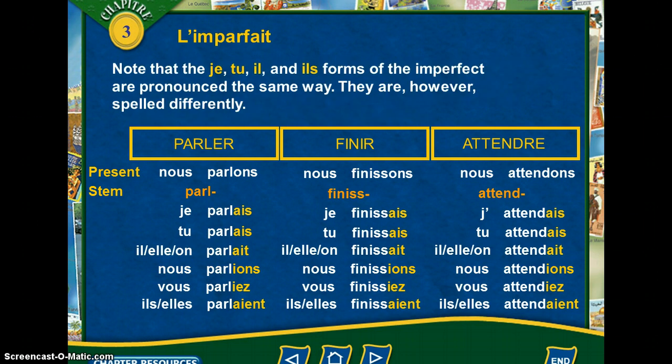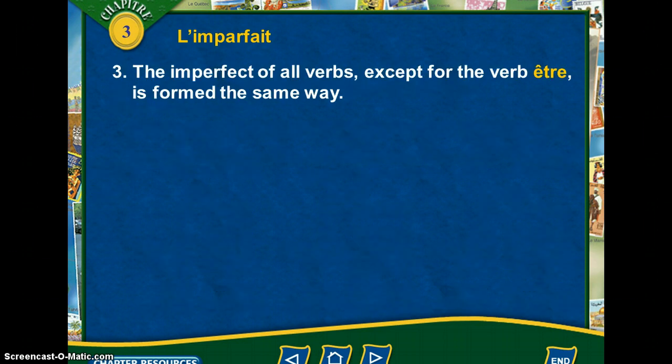The je, tu, and il form of the imperfect are pronounced the same way, but they are spelled differently. The imperfect of all verbs, except the verb être, which we will see soon, is formed the same way. Even irregular verbs like avoir, nous avons is the present tense, j'avais.